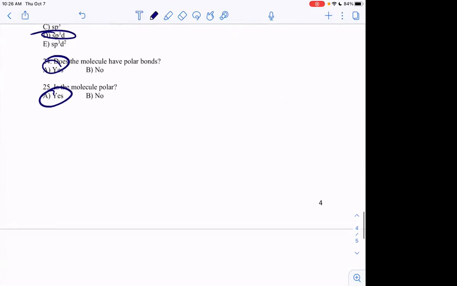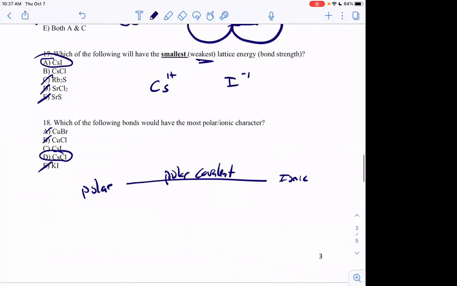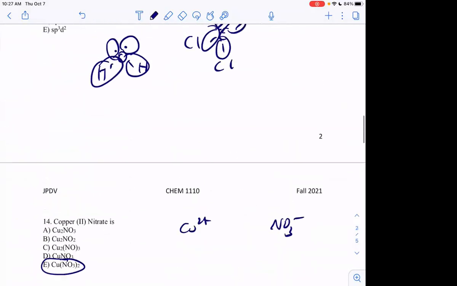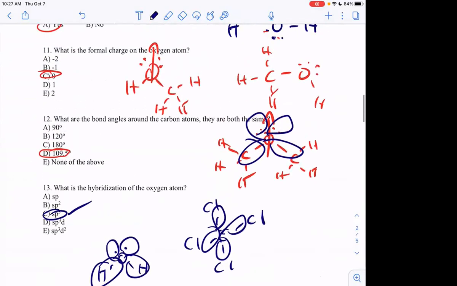Questions? All right. Yes, Andrew. Did you read number 12? What was 12? What are the bond angles around the carbon atoms?